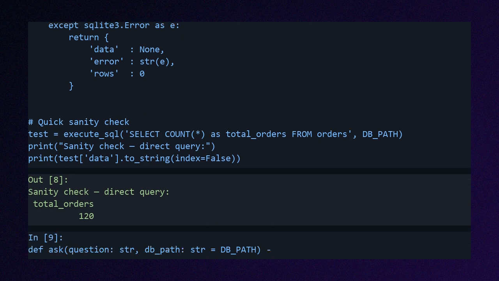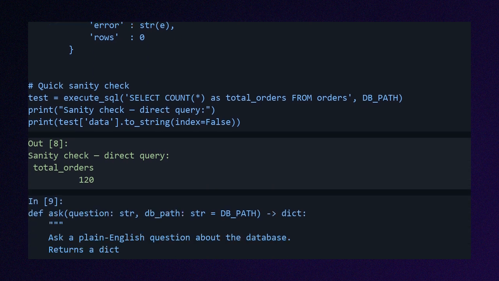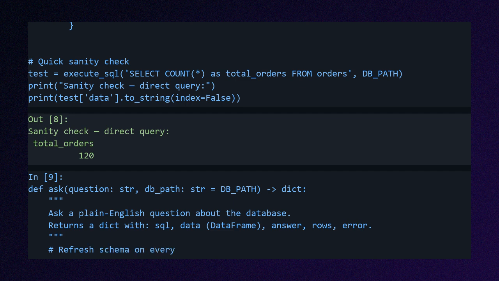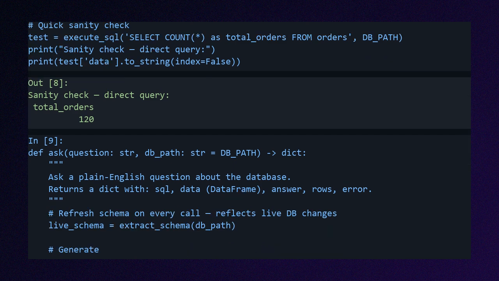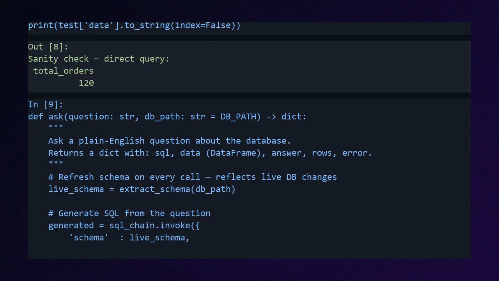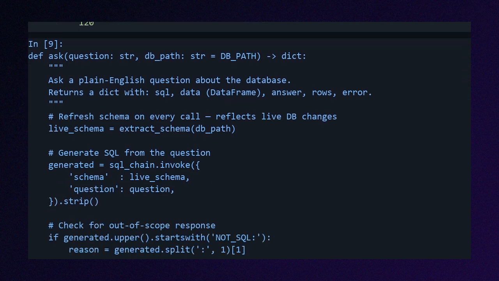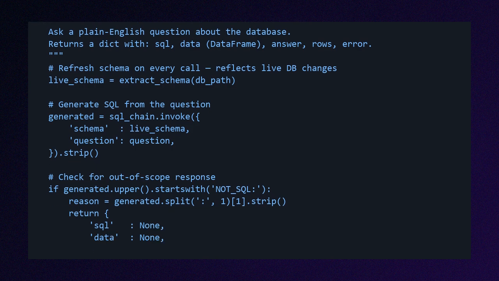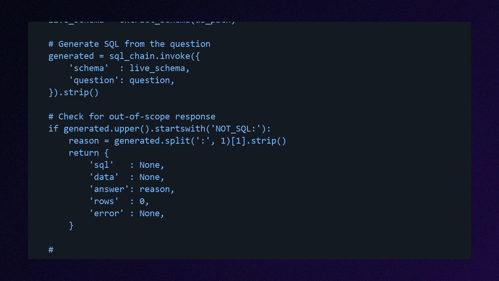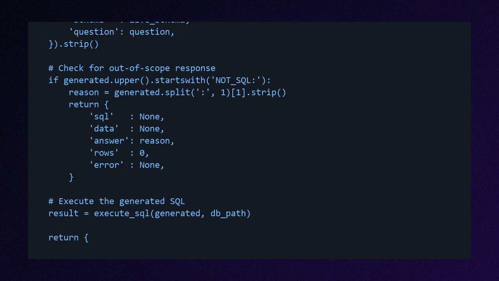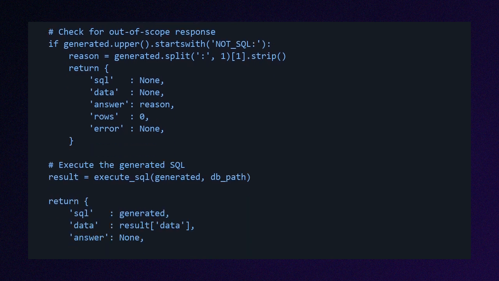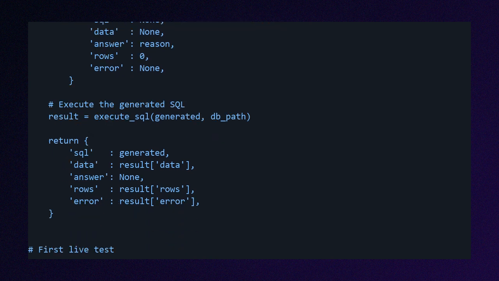The ask function. Everything comes together here. We pass both schema and question to the chain. The schema is refreshed on every call, so live schema changes are always reflected. Then, we check the not SQL prefix. If the LLM determined the question is out of scope, we extract its reason and return it. Otherwise we execute the SQL.